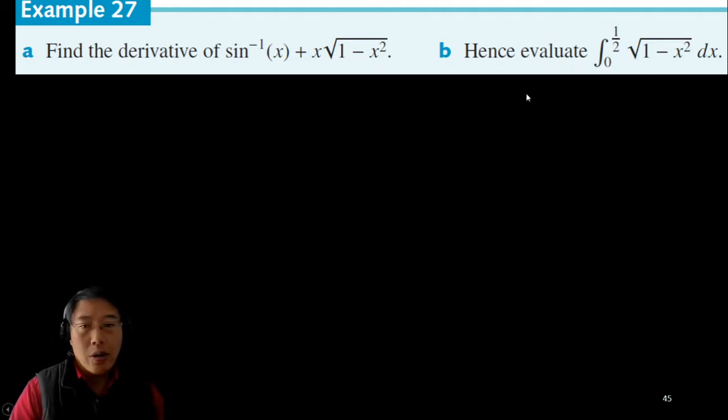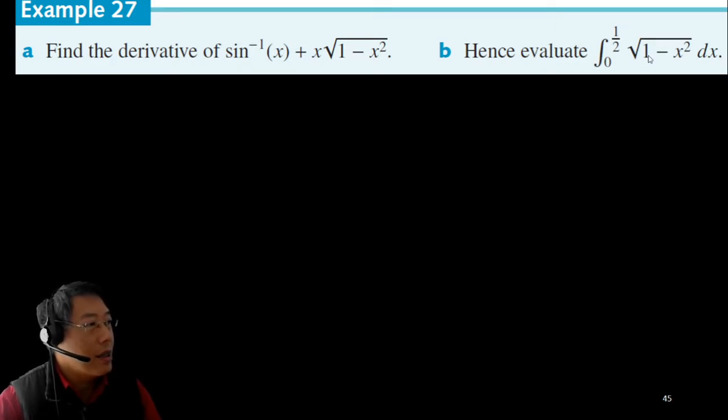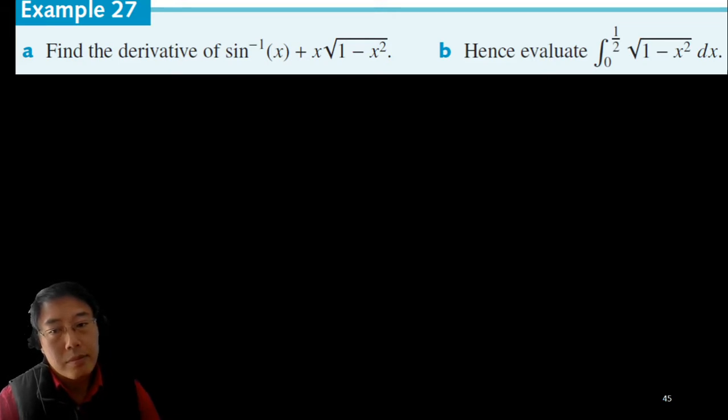You might try to do a substitution, but you'll find out that if you do a substitution, let's say you have a function like this, what substitution could you use? Anyone?